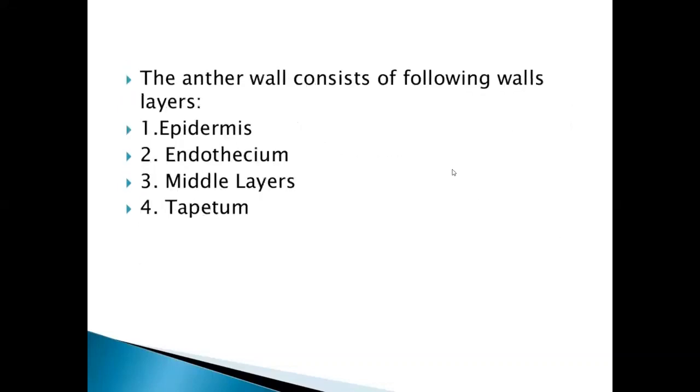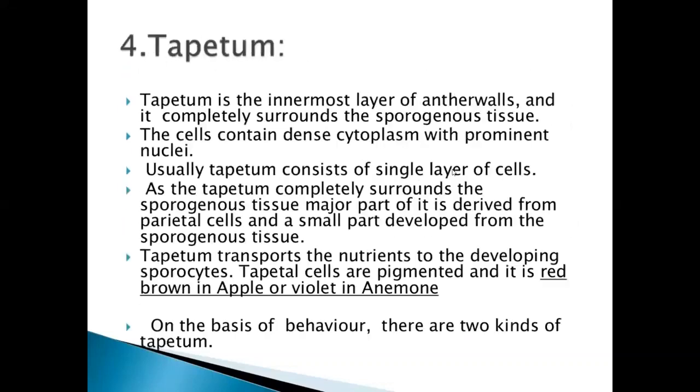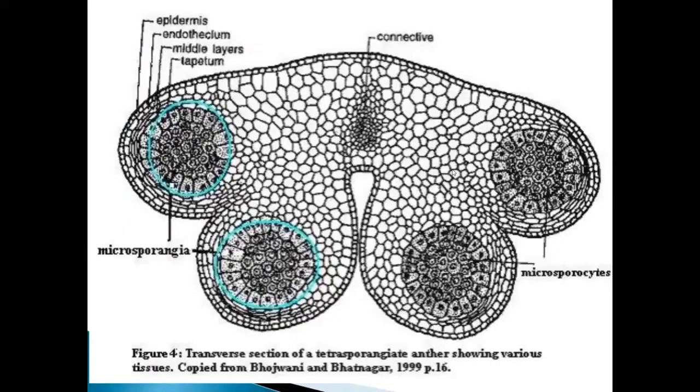You can observe it here in the diagram. This is the complete anther structure, showing the monothecous and dithecous types. This is the dithecous anther, the transverse section of the tetrasporangiate anther, showing the various tissues. That is the anther structure.